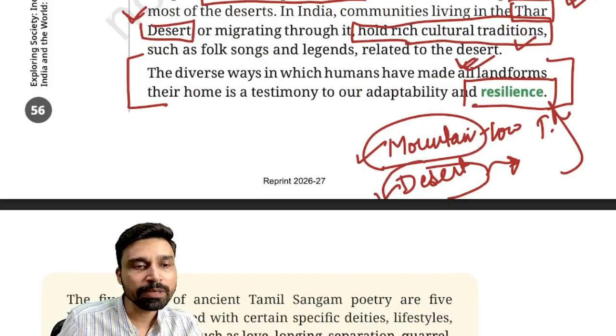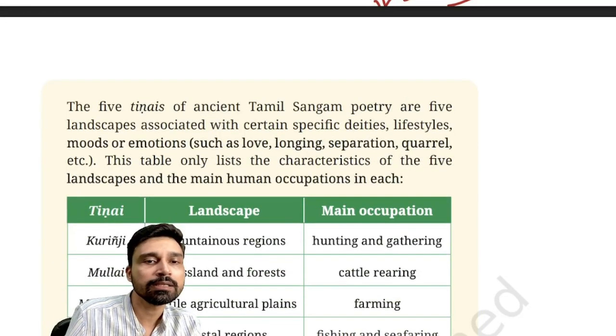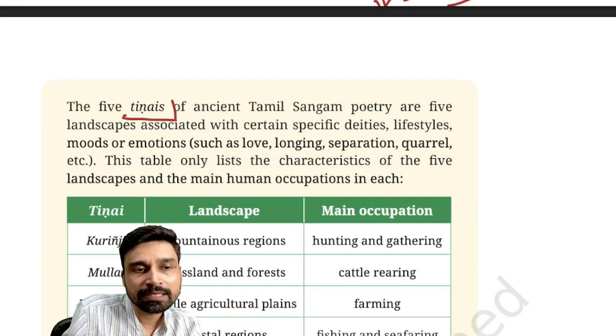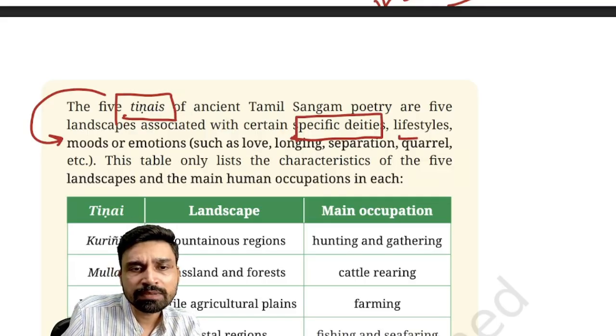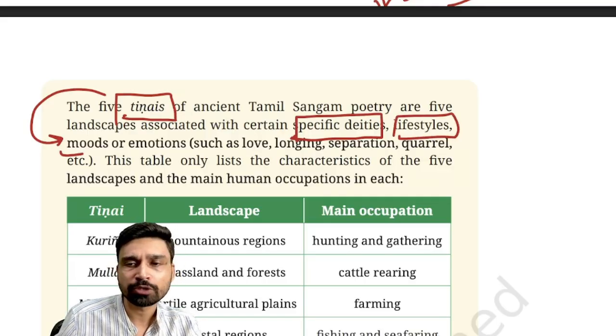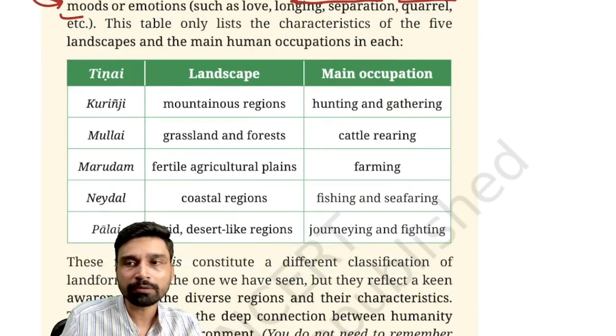Now, an interesting fact is mentioned here from the ancient Tamil Sangam poetry. There are five Tinais mentioned here. These five Tinais are associated with landscape, and each of these landscapes has been associated with certain specific deities, lifestyle, moods, or emotions. So the facts in this table become very important from an exam perspective.